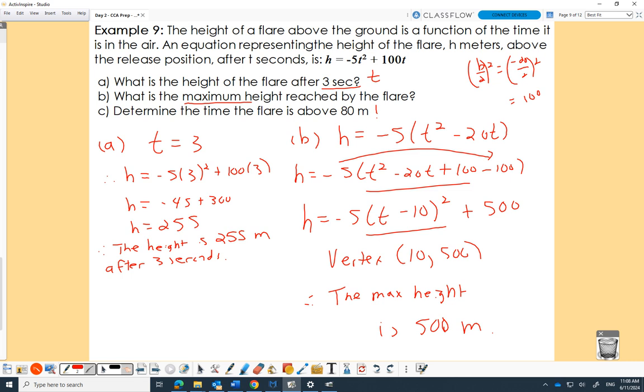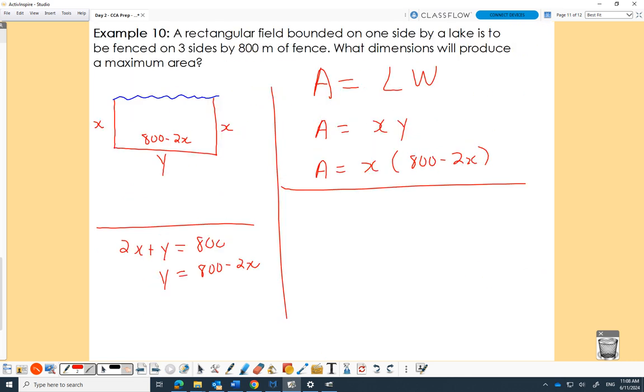The other way to handle this, and do it whichever way, I won't mark it wrong, is to go, well, when does A equal 0? X equals 0, or 800 minus 2x equals 0. A couple of steps later, I get x equals 400. That's when the area will be 0.